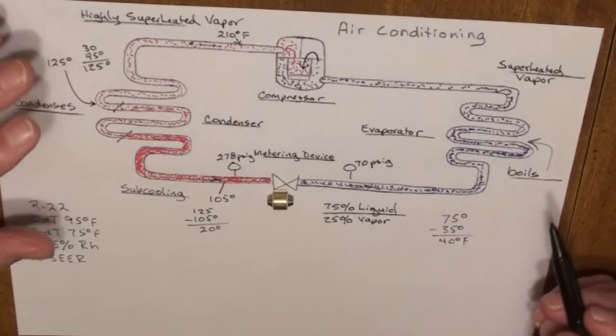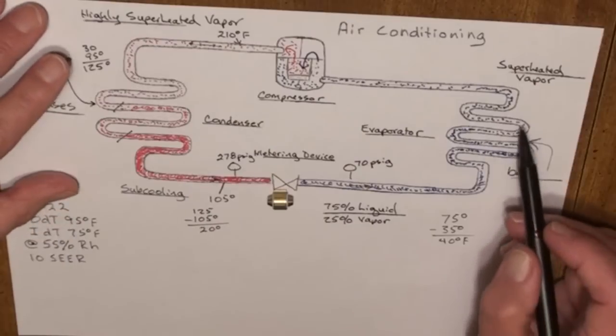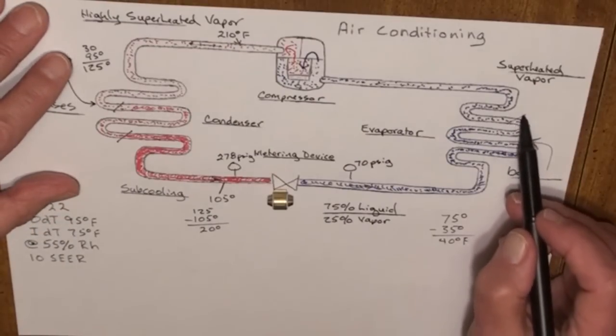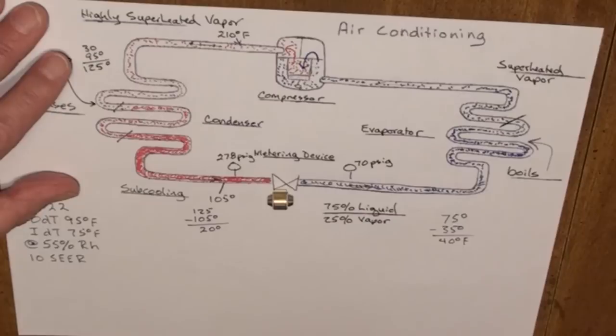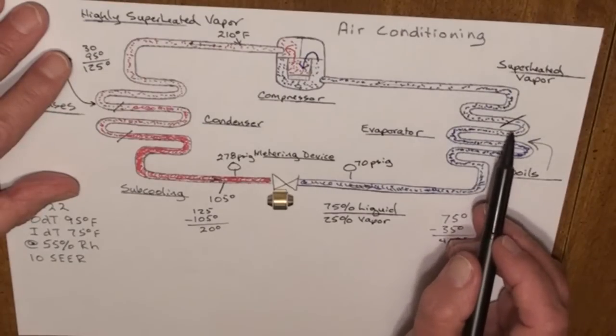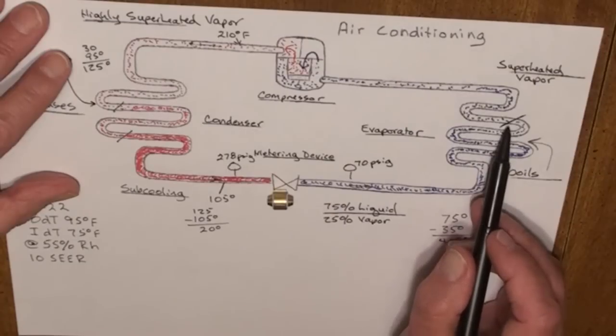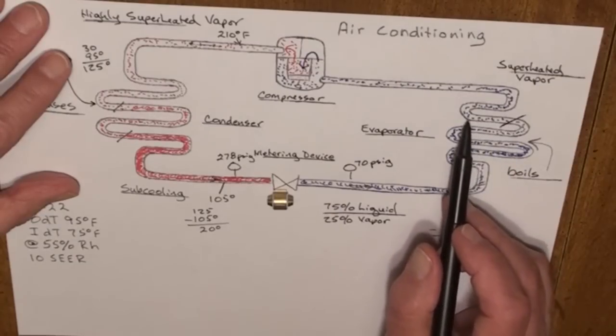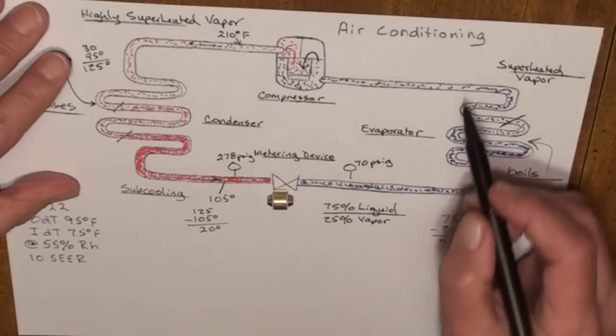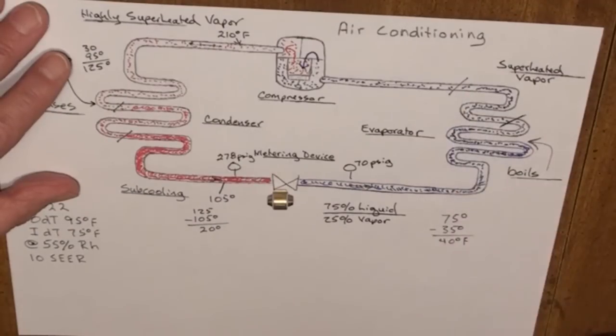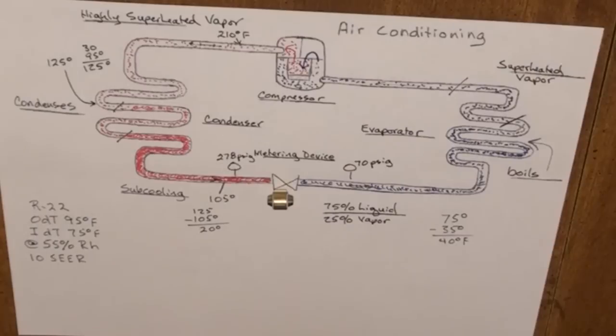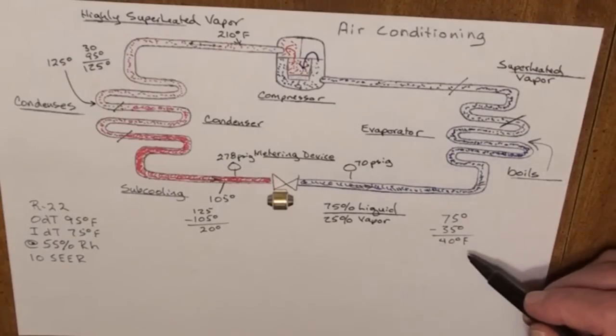It boils, boils, boils, and along about 90% of the way through the evaporator, all of the liquid has boiled to a vapor. We have a pure vapor leaving, and from here to the exit of the evaporator, it begins to take on superheat. Superheat is the temperature, it's sensible heat that is gained above the boiling point.